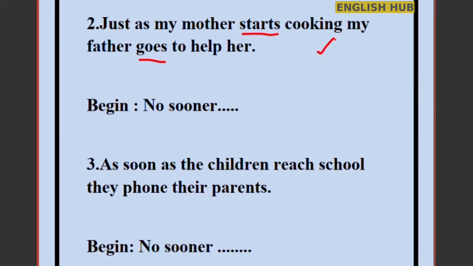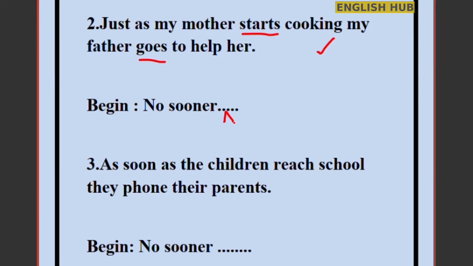Normally whenever my mother goes to cook, my father tries to help her out. Okay, this is a habitual sentence which is always in the present form. So now, no sooner. What is the helping verb that you are going to use? You must use the helping verb over here. Okay, if you just write directly "no sooner my mother starts cooking," wrong. You have to use a helping verb first.